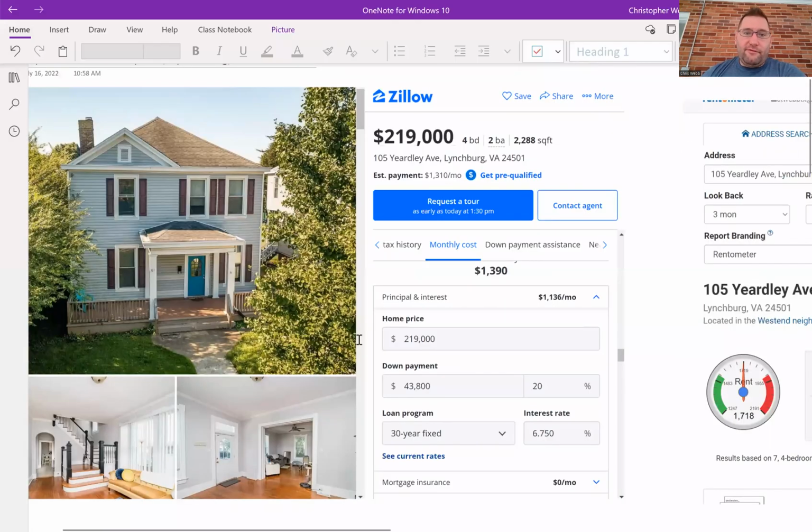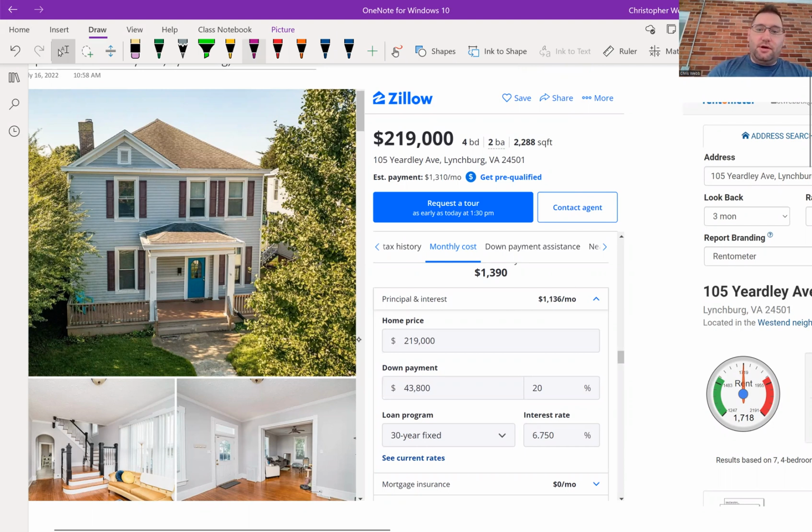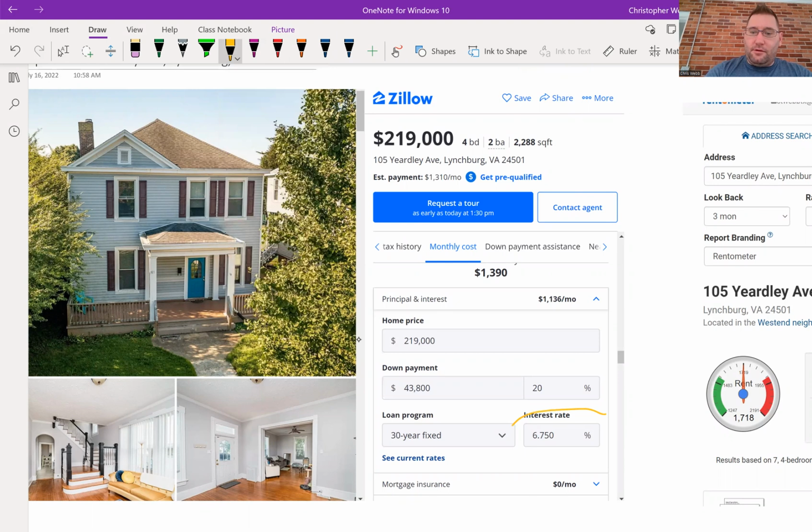All right, so today we're going to look at 105 Yeardley Avenue in Lynchburg, Virginia. And you can see here that I have a breakout of the principal and interest, and then the taxes are included in that as well. And it's at a 6.75% interest rate. Let me grab my little guy here, start drawing. You can see here is where the interest rate is.